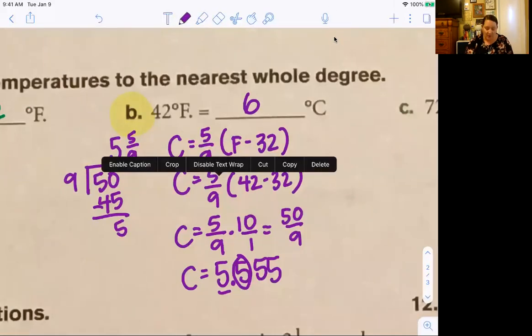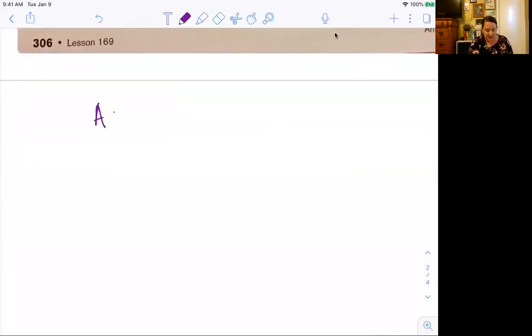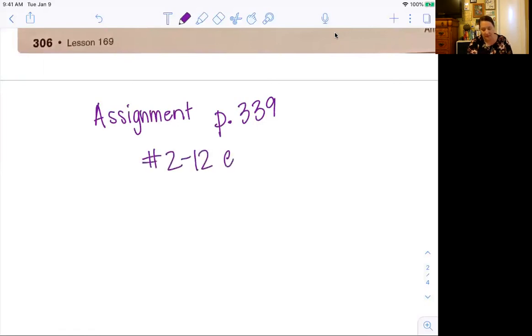Okay, guys. So your homework tonight, or not your homework, your classwork assignment tonight is going to be this. We are going to go to page 339. And if you look at the top of the page, I would like you to do 2 through 12 even, which means you're going to do 2, 4, 6, 8, 10, and 12.